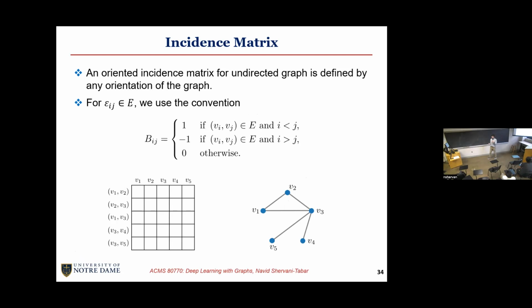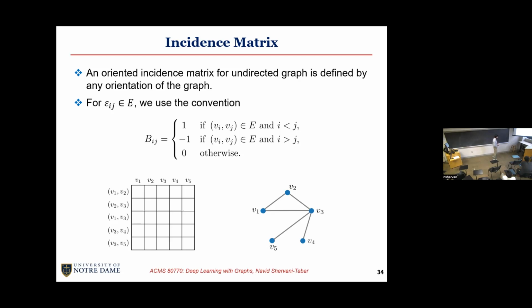We also have the oriented incidence matrix, still for undirected graphs. An oriented incidence matrix is essentially assuming some orientation, some direction for every edge in that undirected graph. And it doesn't really matter what direction they have. At the end of the day, when we use it, you will see that they will cancel out and it won't really affect anything. But for the convention here, we're going to look at the index of the nodes, and the smaller index is going to get the +1 sign. The larger index is going to get the -1 sign.